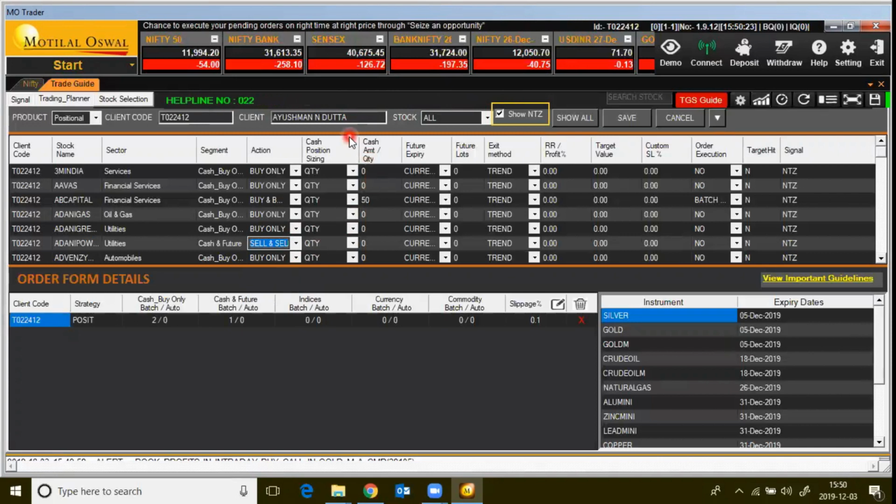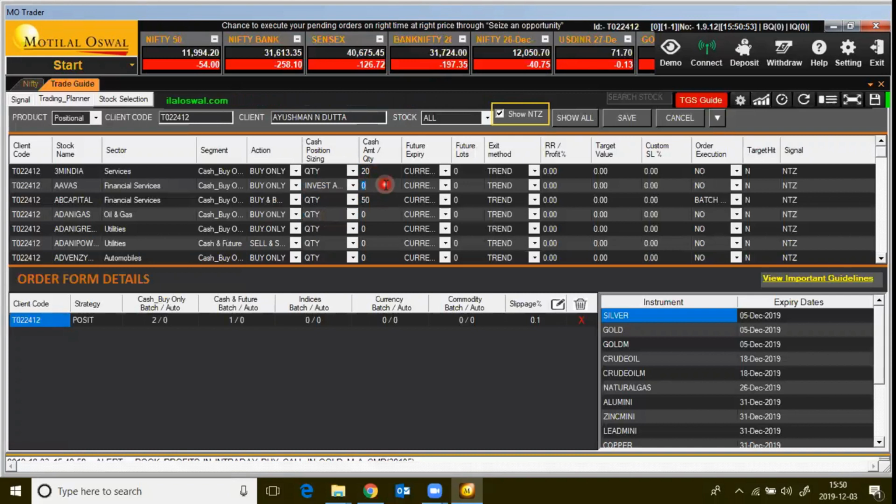Then the next column is basically the cash position sizing, right? So what do you mean by the cash position sizing? First one is quantity. Quantity means suppose you are putting here 20, right? So whenever the signal gets generated for this particular stock, on the basis of the quantity which you have mentioned, 20, your batch order will get opened, right?